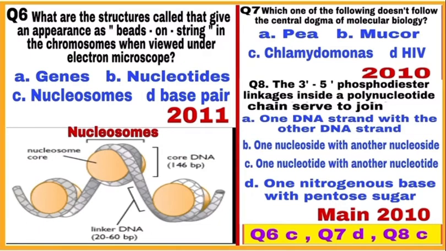Question 8. The 3' to 5' phosphodiester linkages inside polynucleotide chain serve to join. Phosphodiester bonds 2 nucleotides के phosphate groups के बीच में बनती है और एक न्यूक्लियोटाइड को दूसरे न्यूक्लियोटाइड से ज्वाइन करती है. सो करेक्ट आंसर इज सी. इनसाइड पॉलीन्यूक्लियोटाइड चेन, one nucleotide join with another nucleotide by 3' to 5' phosphodiester bond. So mark C as a correct answer.